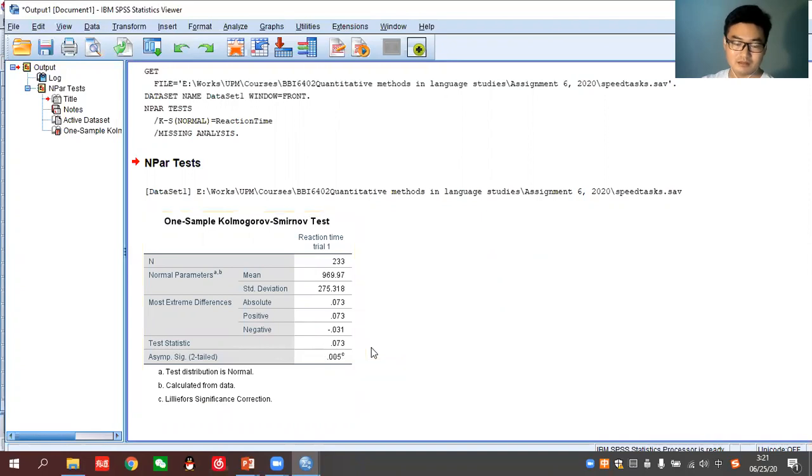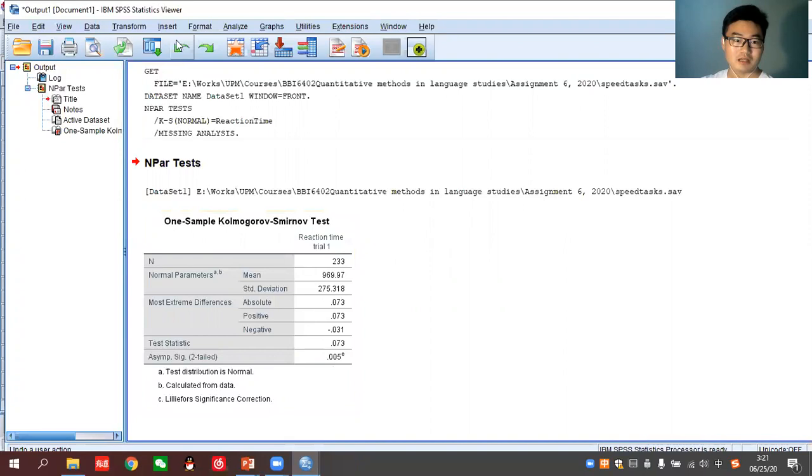But how do we determine this difference? Is it statistically significant? Then we go to the p-value. Here the p-value is 0.005. It is smaller than alpha, so we can reject the null hypothesis. We can conclude that our data is not normally distributed.